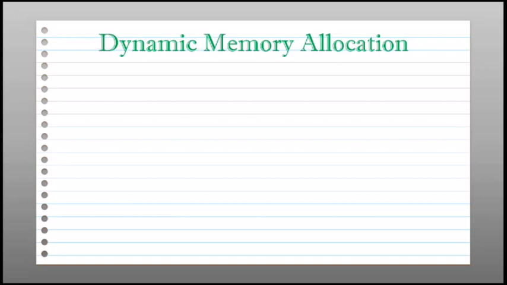Hello everyone, in this video we will see the first function of dynamic memory allocation, that is the malloc function. Dynamic memory allocation is the process of allocating memory space during execution time, that is at run time. This allocation technique uses predefined functions to allocate and release memory for data during execution time.